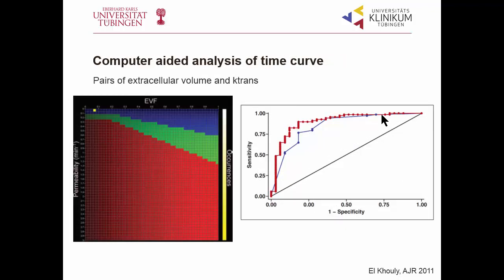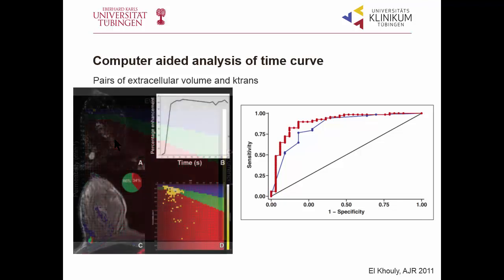And this is also a very elegant work from the same group, where computer-aided analysis of the time curve was performed with the Tofts model. And one could see that the higher the permeability, the higher K-trans, and the lower the extravascular volume, the higher the probability that a mass is malignant.